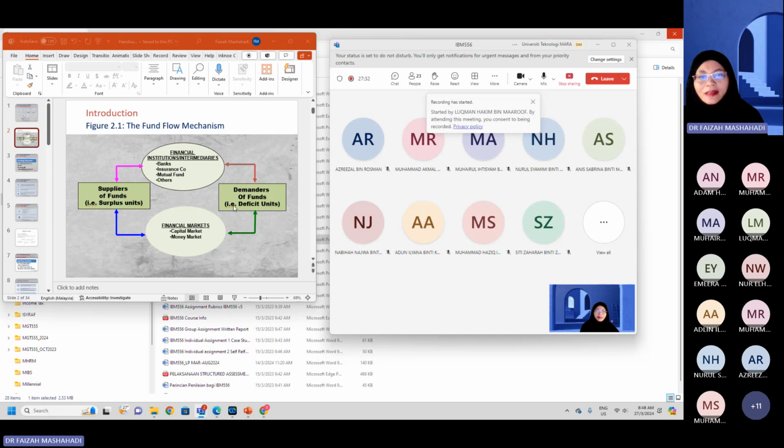So my question is, is it possible if the deficit unit targets a specific surplus unit to purchase the bonds that the deficit unit issued? Some say yes, some say no. Is it possible to have that arrangement? It is possible.